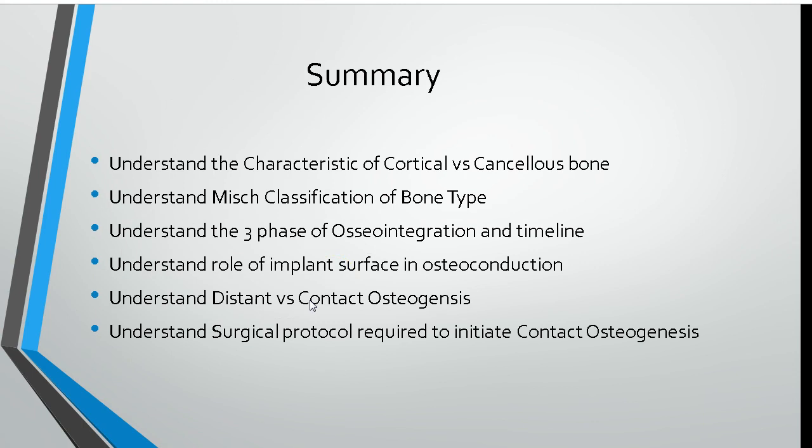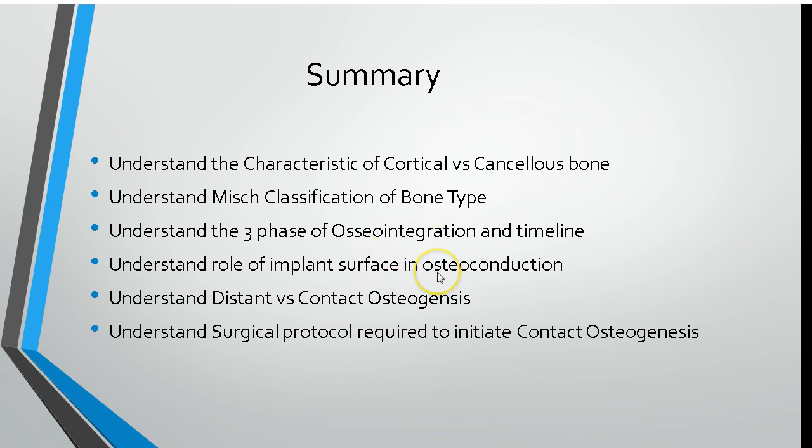So it all comes together: understanding the characteristics of your patient's cortical bone and cancellous bone. Once you understand that, you can characterize the bone, and we use the Misch classification to understand this cortical versus cancellous bone ratio. Once you know that ratio, you'll be able to predict in future, when you go in, how strong the implant will be torquing in, and whether you should be able to do immediate loading or not.